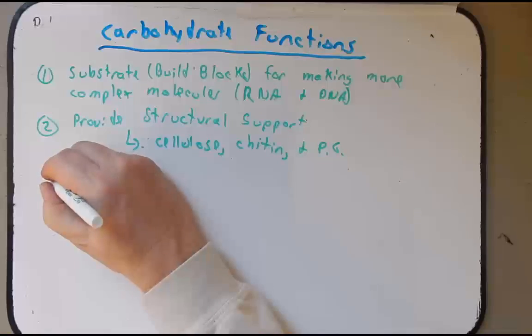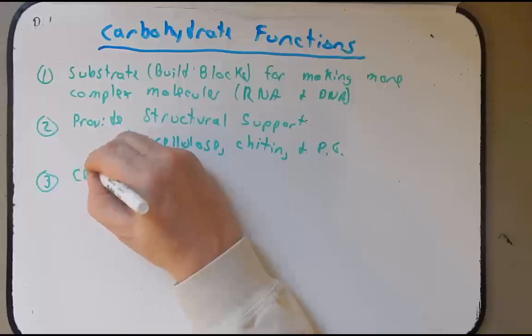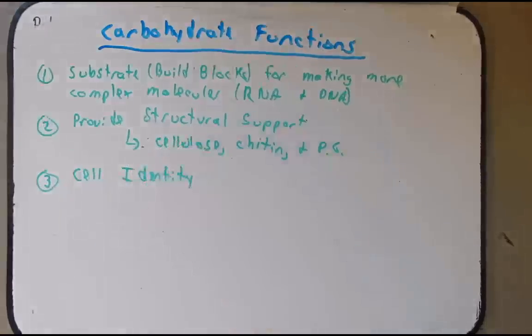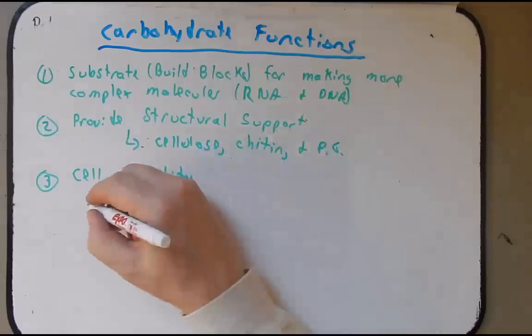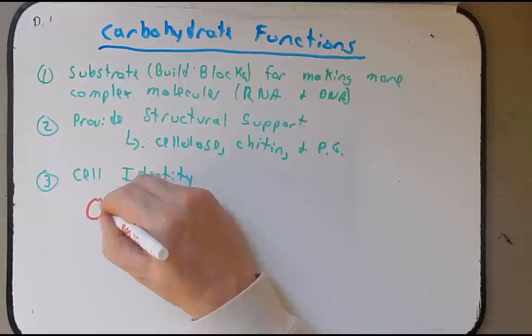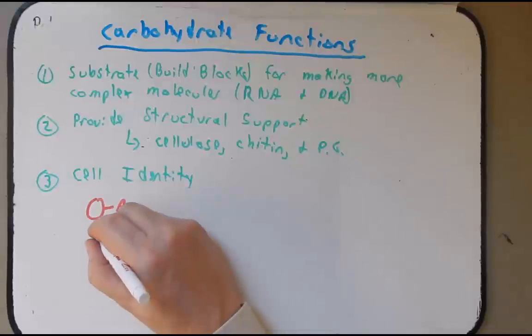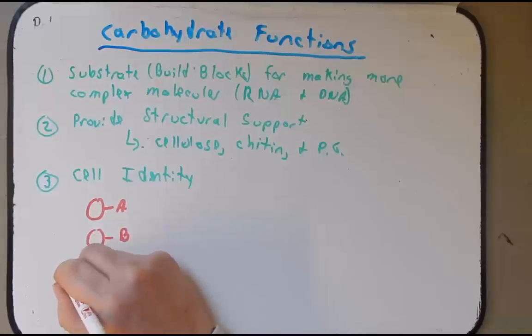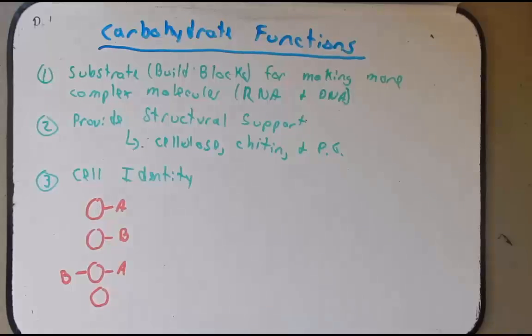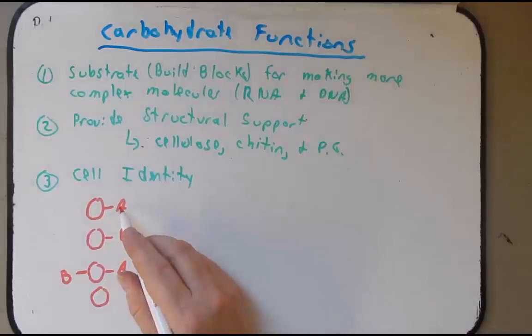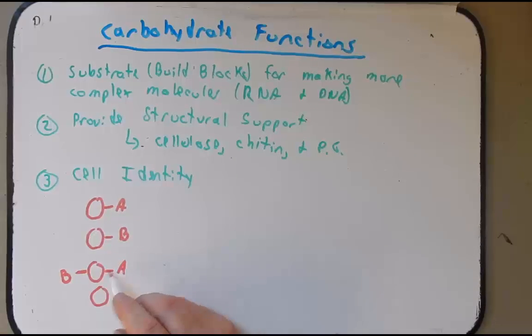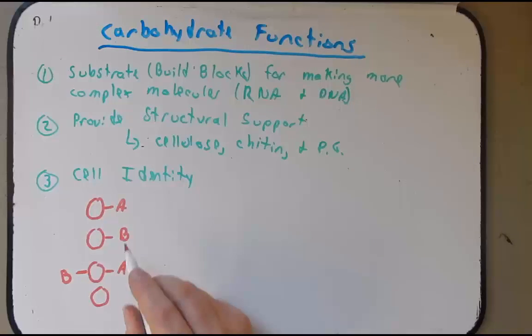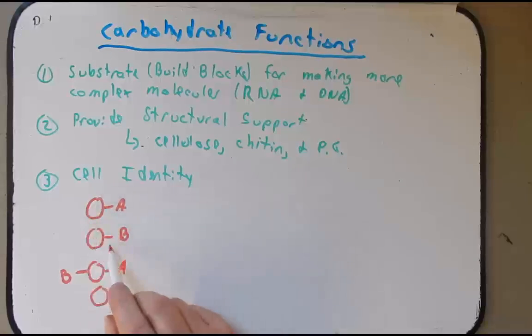Now, this next one is something we haven't talked about yet, so let's spend some time with it. And we're going to call this cell identity. You may not know what blood type you are, but you're probably aware that blood can either be blood type A, it can be blood type B, it can be blood type A, B, it can be blood type O without either of them. So what makes these blood types A, B, or O? It all has to do with the carbohydrates on the outside of the red blood cell's membrane.